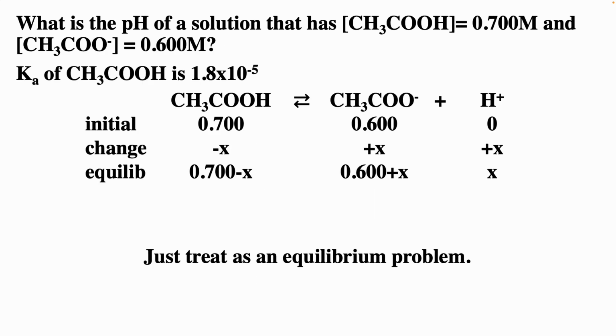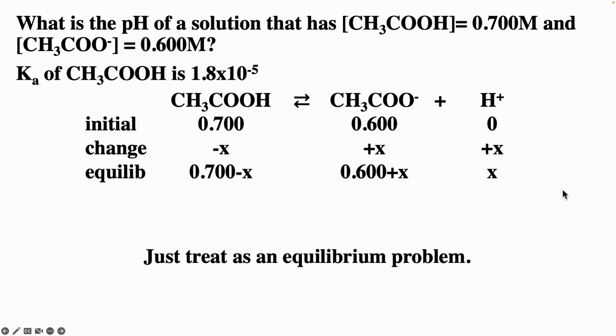Now, another question we could be asked is, what is the pH of a solution that has acetic acid of 0.7 and acetate ion of 0.6? And again, it gives us our Ka of 1.8 times 10 to the minus 5. And so again, we can make our table: initial, change, equilibrium. This time we have an initial concentration of acetic acid, an initial concentration of acetate ion, and an initial concentration of hydrogen ion of 0. When X of this reacts, we'll get X of that, X of that. Equilibrium is initial plus the change.